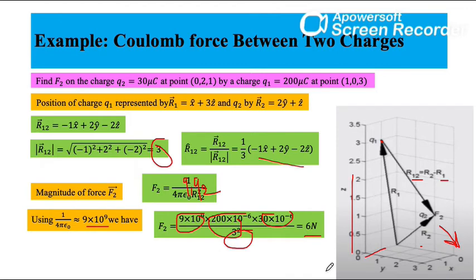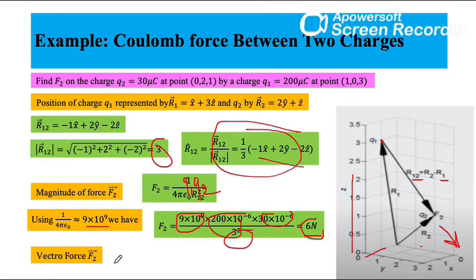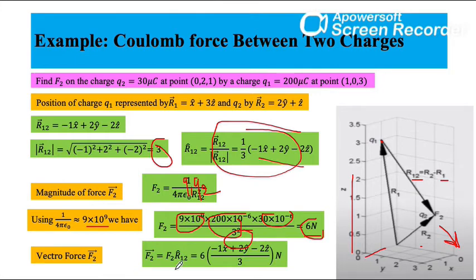However, in terms of vector, I need to multiply the magnitude by the unit vector. So this is the unit vector and I am multiplying it with the magnitude. So I will get the vector force F2 by multiplying the unit vector with its magnitude.